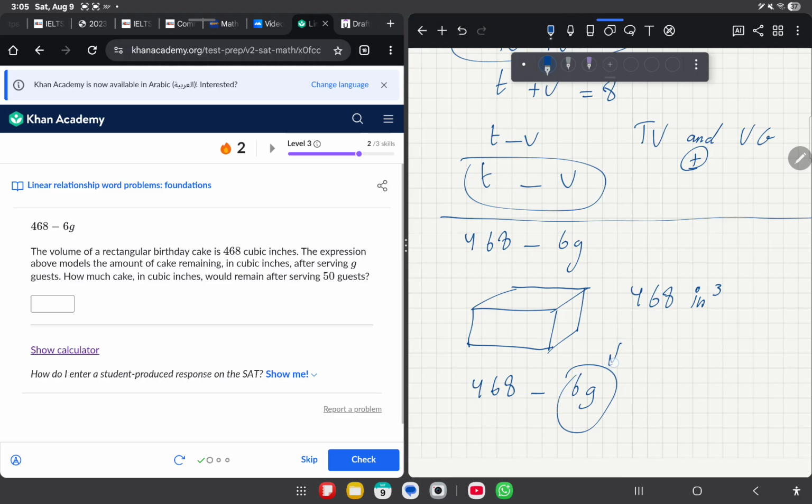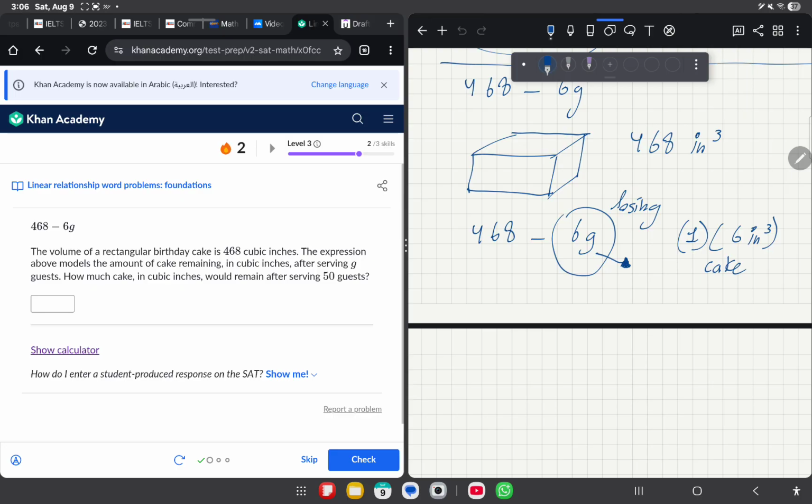So this represents something being negated, something I'm losing. What is the thing that I'm losing over here? After serving g guests, so g represents guests. What does 6 represent? If this is cubic inches, maybe each guest got 6 cubic inches worth of cake. This is the only interpretation I would look at. Let's say they had 2 guests, so 12 cubic inches are being removed from the big cake.